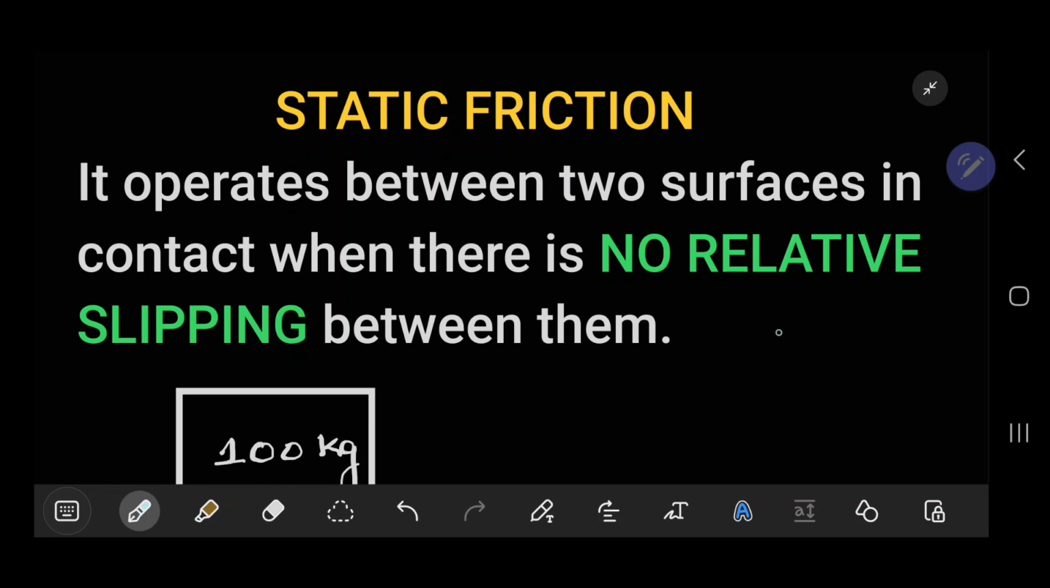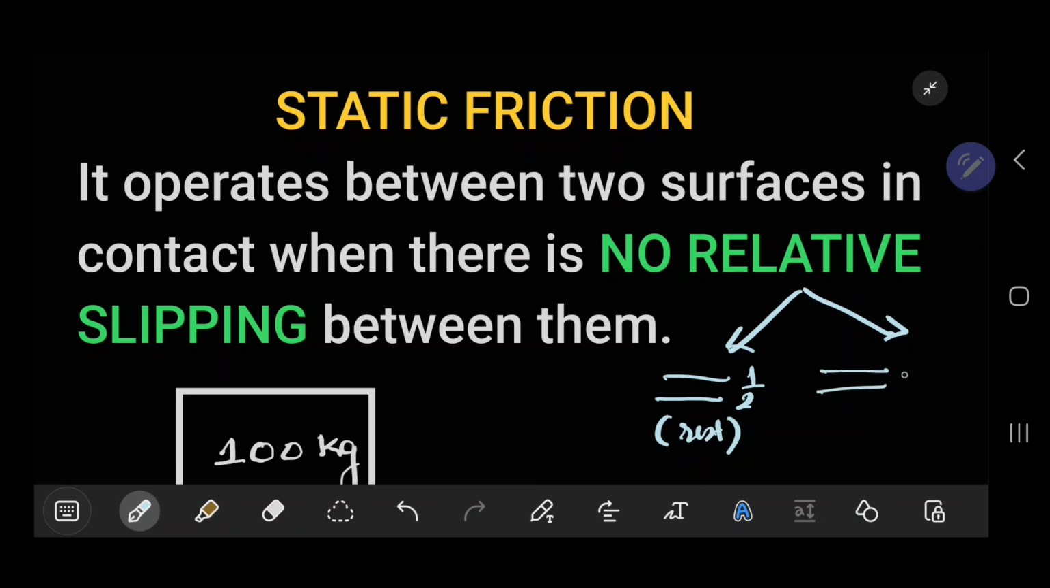When there is no relative slipping between them, the common misconception is that people think two surfaces are not moving. But it is not true. There are two possibilities when I say there is no relative slipping between two surfaces which are in contact. So what are the two possibilities? Number one, say surface 1 is in contact with surface 2 and both are at rest. So this is a general understanding that two surfaces are at rest. So there is no relative slipping between them. They are not slipping at all in the first place.